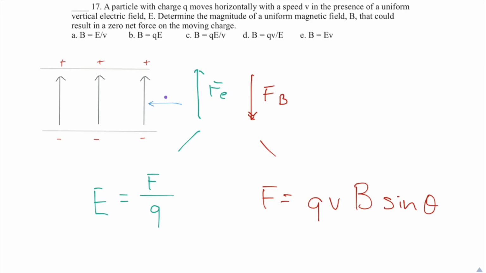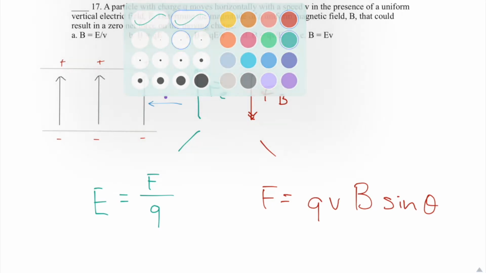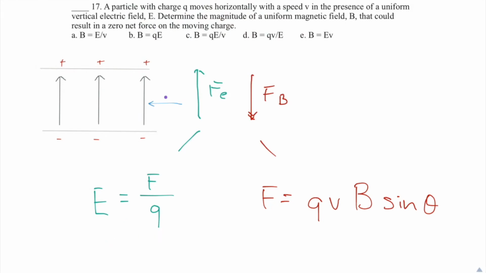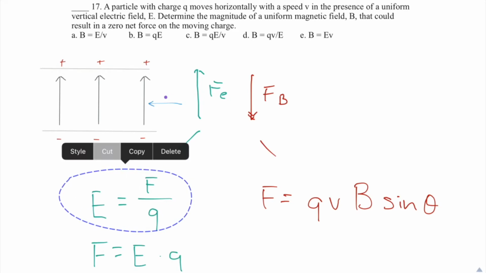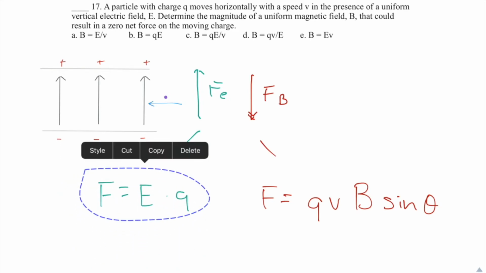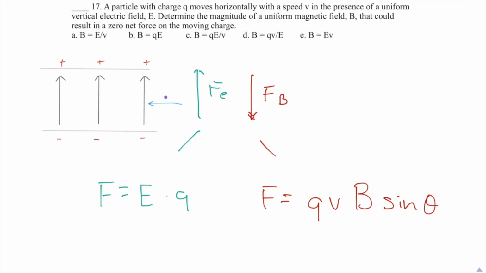So let me go ahead. We're going to isolate the force over here, which we're just going to multiply both sides by the charge. So force is equal to electric field times charge. And then over here, the force is already isolated. So next thing we're going to do is set the forces equal to one another, because that's how we're going to get a zero net force.